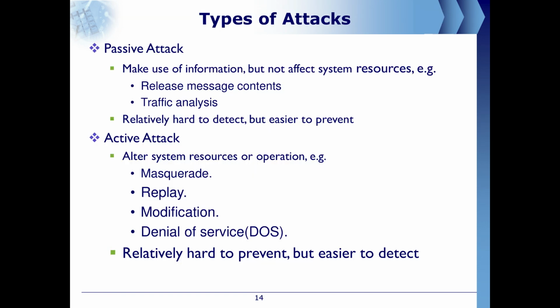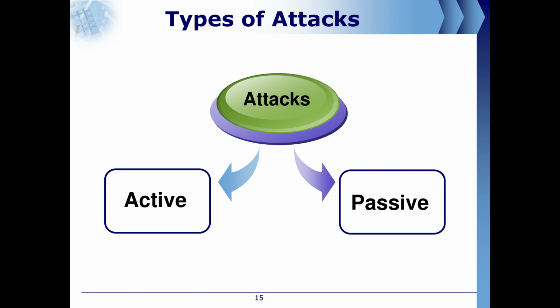Types of attacks. 1. Passive attack: make use of information but not affect system resources, for example, release of message contents, traffic analysis. Relatively hard to detect, but easier to prevent. 2. Active attack: alter system resources or operation, for example, masquerade, replay, modification, denial of service, DOS. Relatively hard to prevent, but easier to detect. In this diagram, we can see the types of attacks.